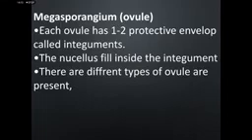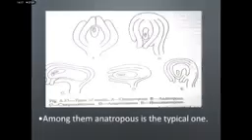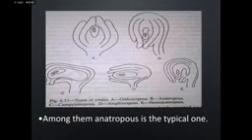There are different types of ovules present. Here are some ovules. The first one is orthotropous, pointing upward. The second one is anatropous, the third is campylotropous, the fourth is amphitropous, and the fifth is hemianatropous. Among these ovules, the B type, the anatropous ovule, is the typical ovule. Typical ovule means most plants contain an anatropous ovule.